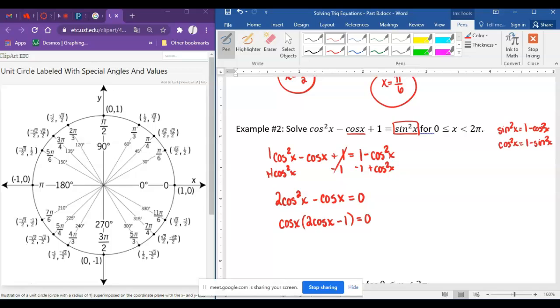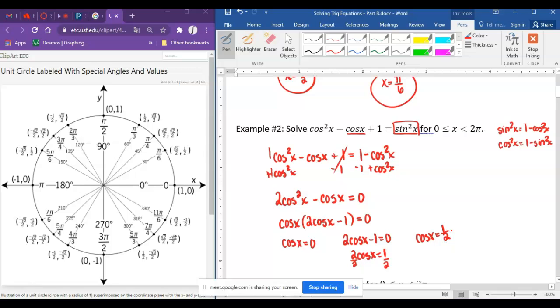And so once it's factored, it's like the problems that you guys were doing on Friday. So you've got cosine of x equals 0. You also have 2 cosine x minus 1 equals 0. And so over here, let's solve this one on the right first. So you got 2 cosine x equals 1. You divide both sides by 2. So we're looking for where cosine of x equals 1/2.